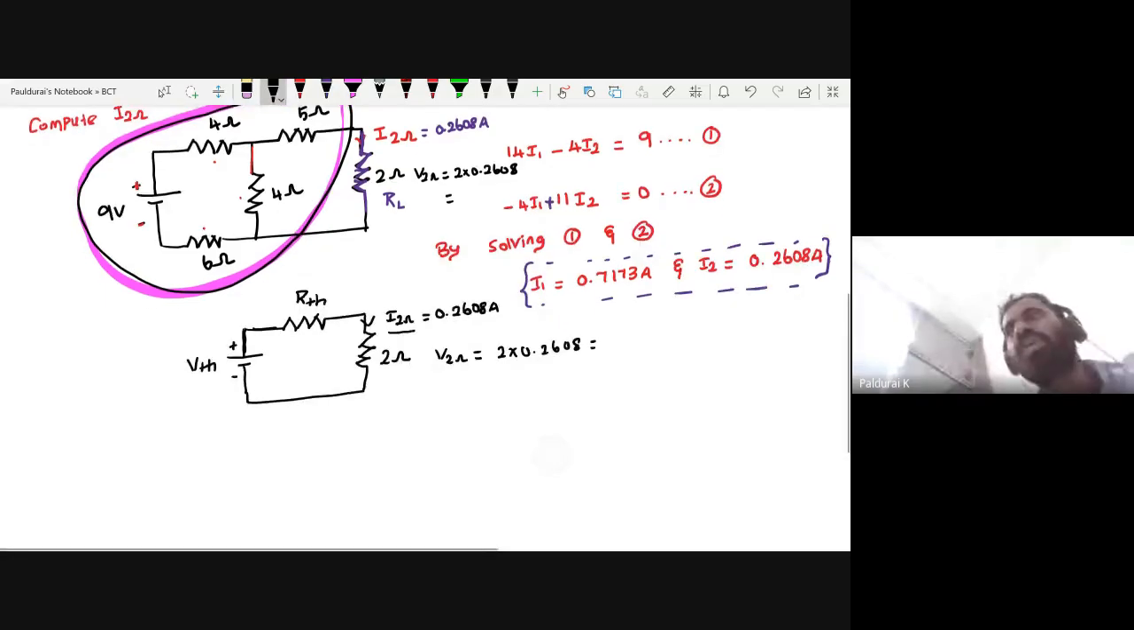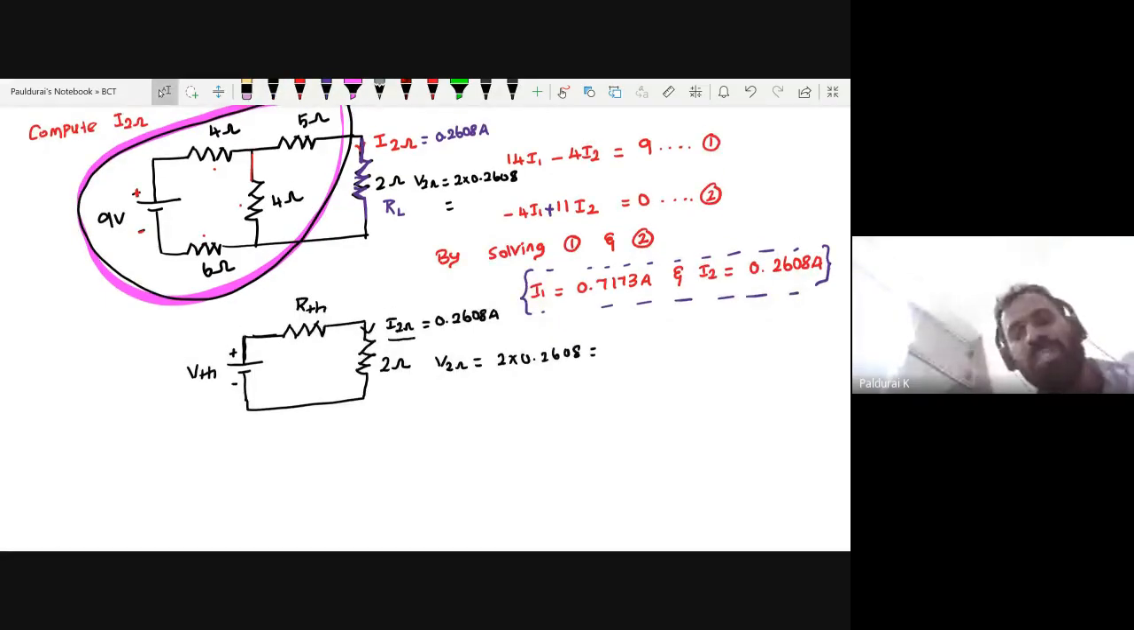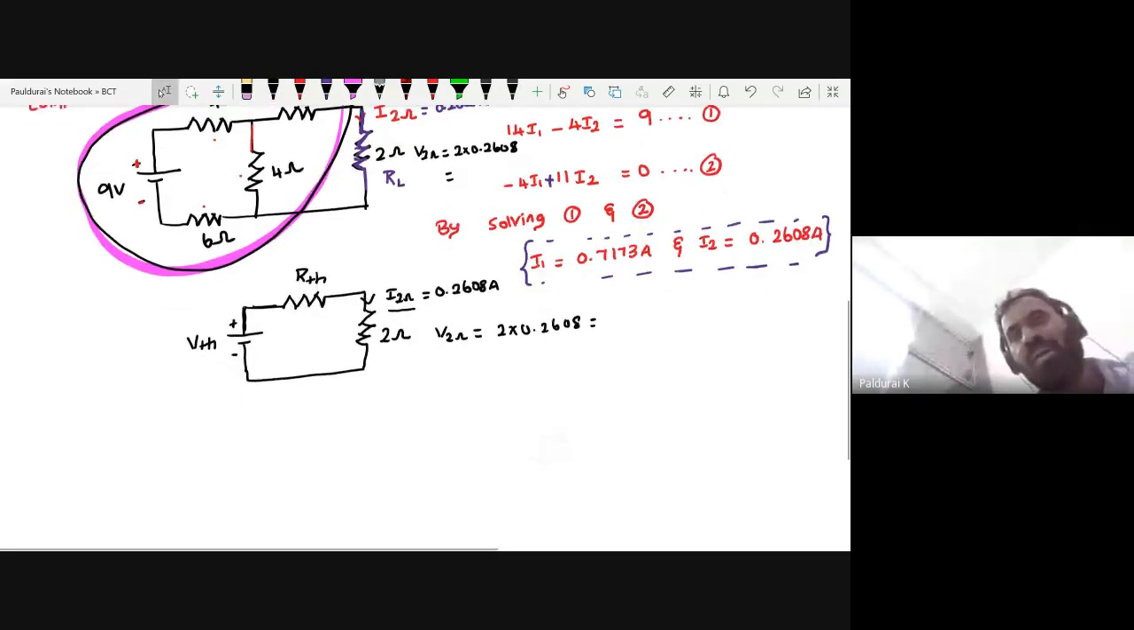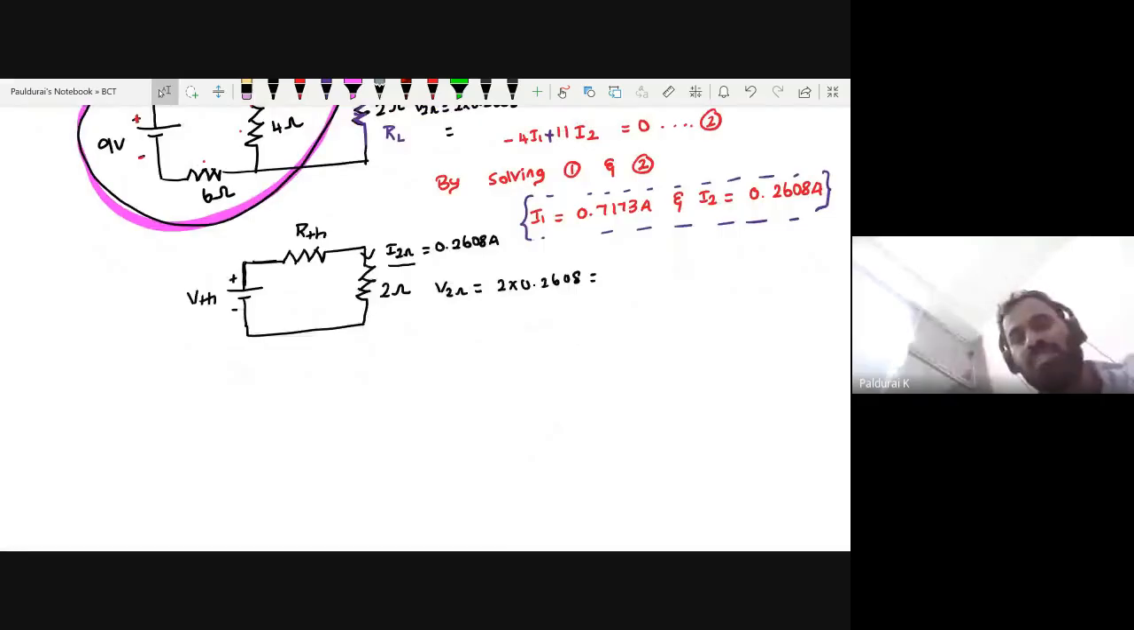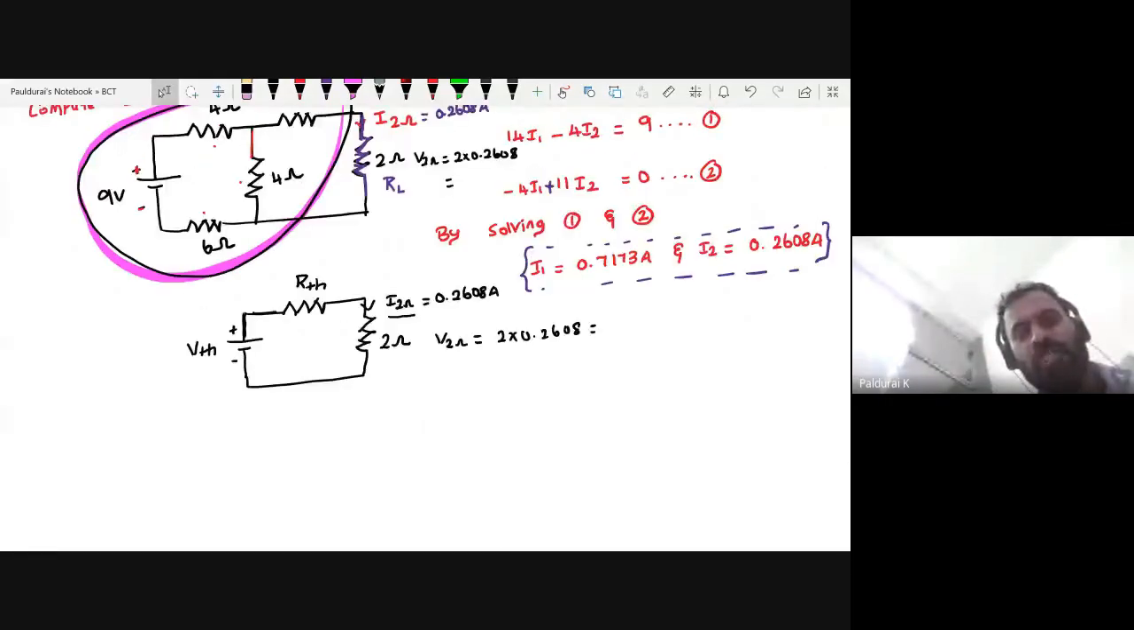Before telling the procedure, in Thevenin or Norton, next is Norton. Any idea what you mean by Norton's theorem? Any guess at least? Anyone? This is called Thevenin, so this complex circuit can be replaced by a single voltage source in series with a resistance. Now coming to Norton, I'm drawing here the same load. This time we will take the same load.